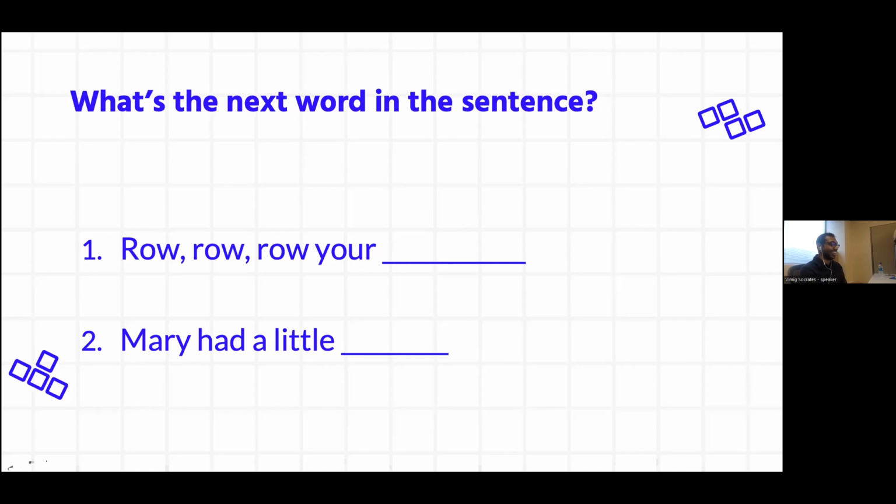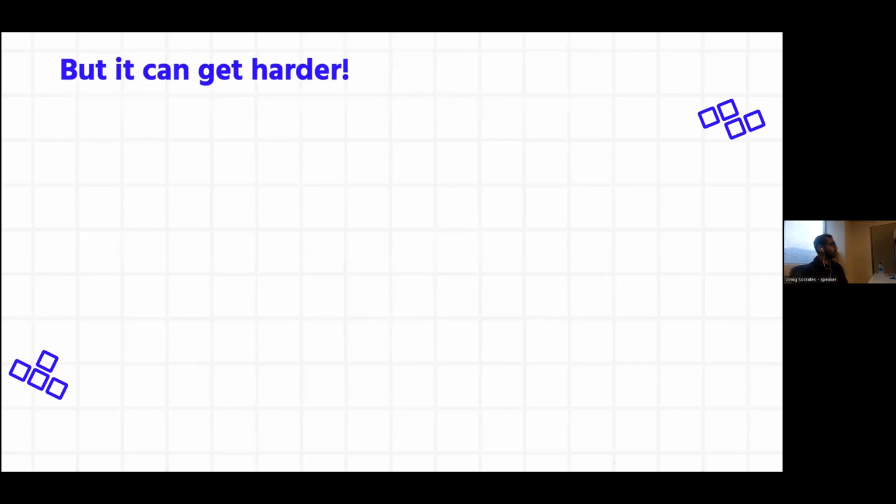Okay, all right, hang on. All right, maybe I should have picked slightly harder sentences. Yes, you're right. The first one is row, row, row your boat, and Mary had a little lamb. So that's really easy for us to do as people, but it's really, really hard for computers. And so we're going to talk about a couple of the reasons as to why it's so hard for computers to do this. So I just want to show you a couple examples.